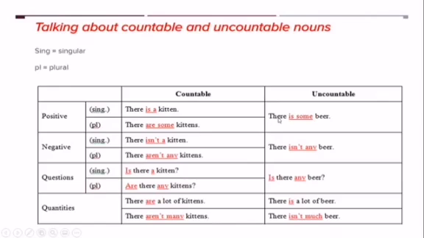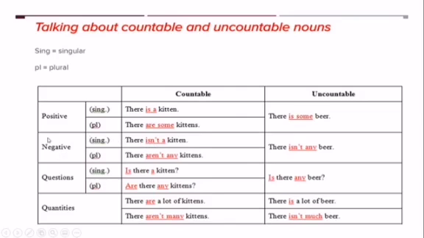For example, there is some beer. There isn't any beer. Is there any beer? There is a lot of beer. There isn't much beer. So when we talk about countable, we can use many, but for uncountable, we use much. That is going to be explained later on.